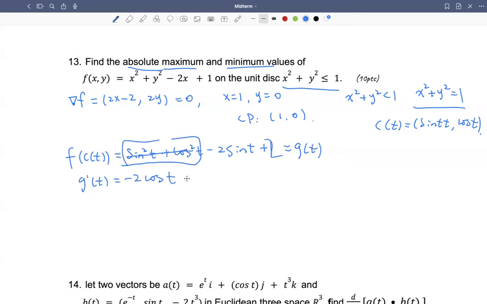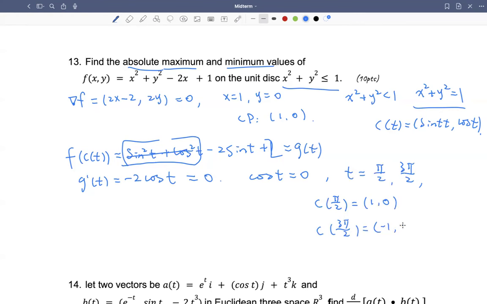Now, how do we find the minimum and maximum of a single variable function? We set the derivative to be zero. So we solve this, which means cosine t equals zero. At which angles will cosine t be zero? Two values: t equals pi over two and three pi over two. Which are the corresponding points? c of pi over two is sine pi over two is one, cosine pi over two is zero. And c of three pi over two: sine three pi over two is negative one, and cosine three pi over two is zero.